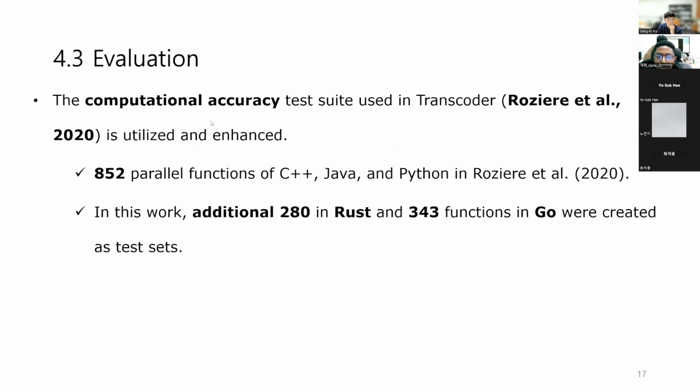Because computational accuracy means, without unit tests, either created manually or using automatic unit test generation, which is present in the previous paper of these authors. A unit test is mandatory for evaluating this model, because computational accuracy is based on the unit test. Okay, so just using the unit test cases. Yeah. Okay, thank you.